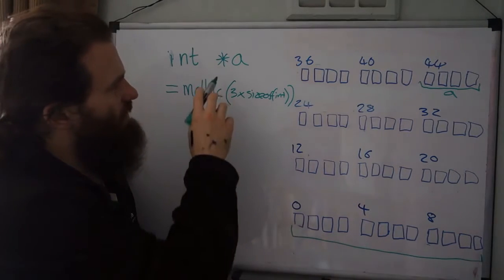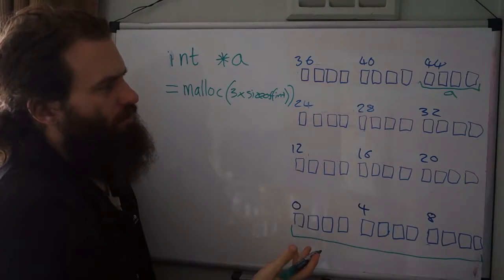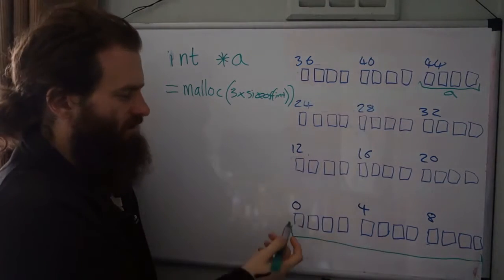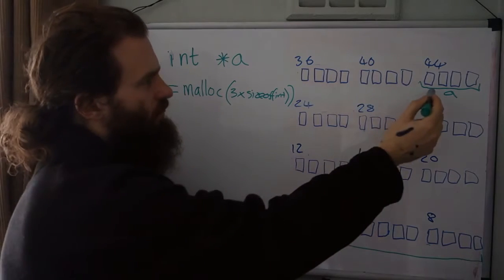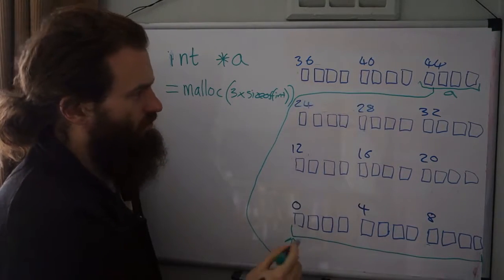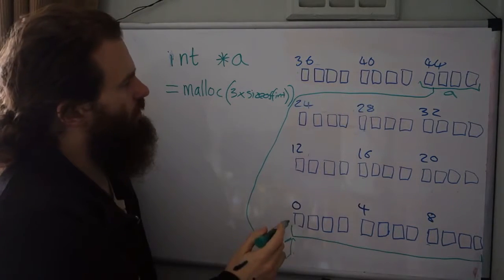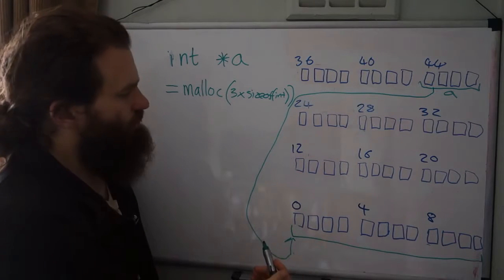You could say that's A, but the variable A actually just contains an address, and it contains the address 0, right? So A actually just points to here. And this is the array contents.